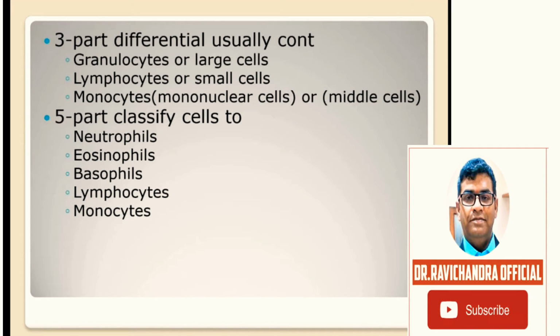As I said earlier, the automated cell counters are 3 part, 5 part, 6 part, and 7 part. What is 3 part? In the 3 part, the differential cell count will show granulocytes as large cells, lymphocytes as small cells, and the third one, monocytes, the mononuclear cells, as the middle cells only. In the 5 part, we will get neutrophil count, eosinophil count, basophil count, lymphocyte count, and monocyte count.